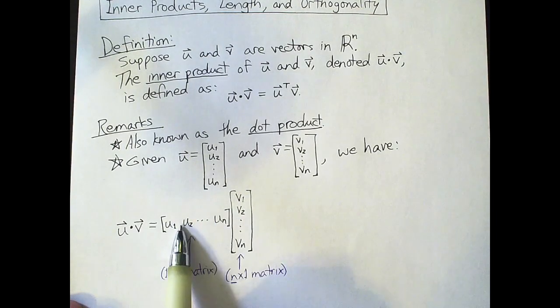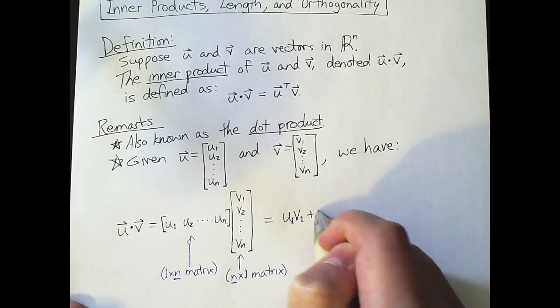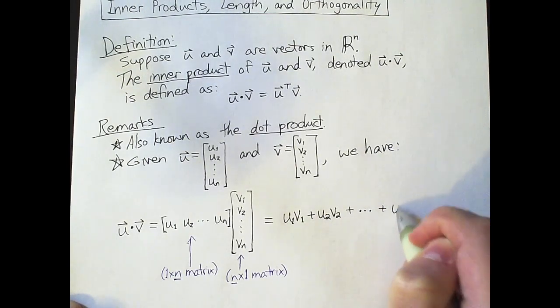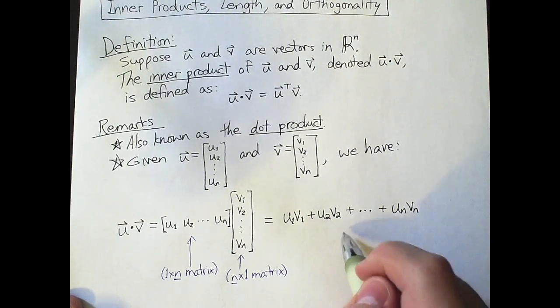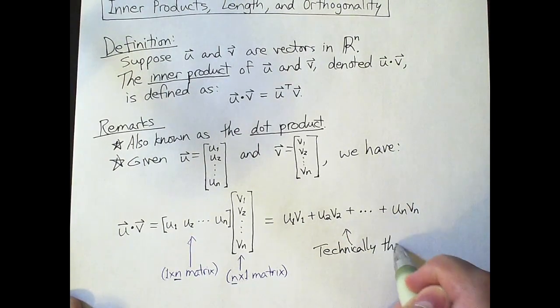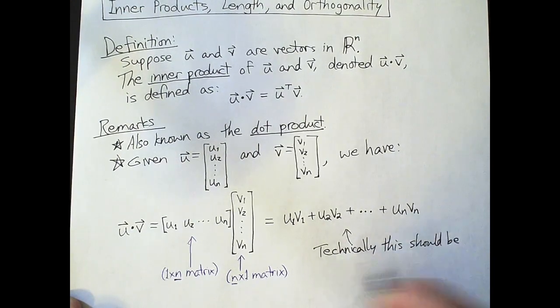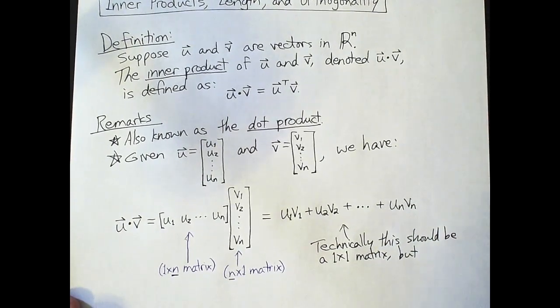All right, so let's do this matrix multiplication. u1 v1 plus u2 v2 plus all the way up to un vn. Now, I'll say that technically, this should be a 1 by 1 matrix. But the standard convention is to view this.